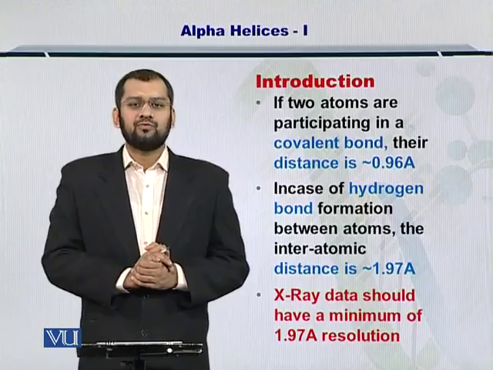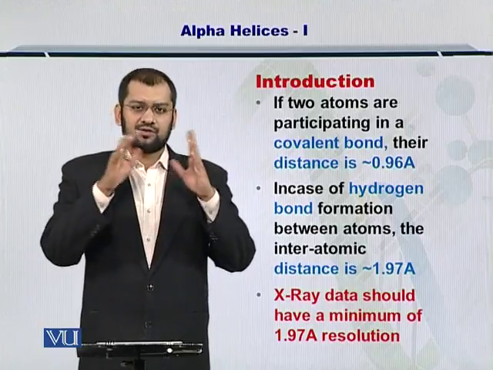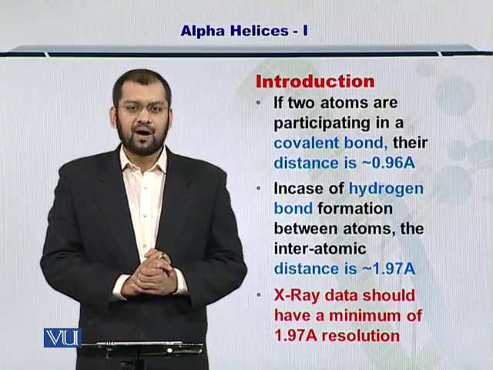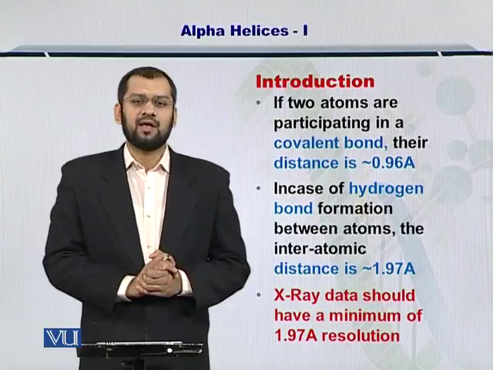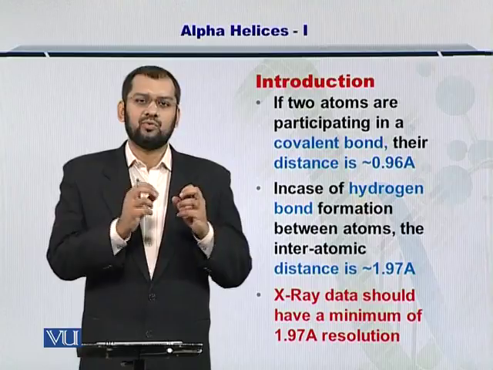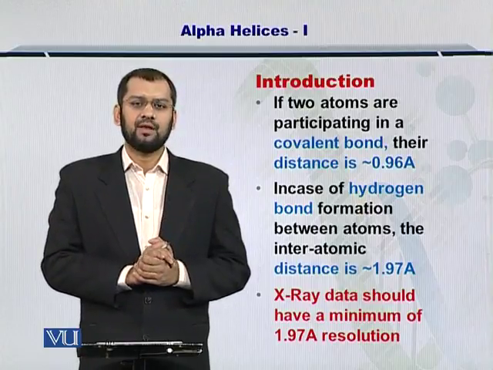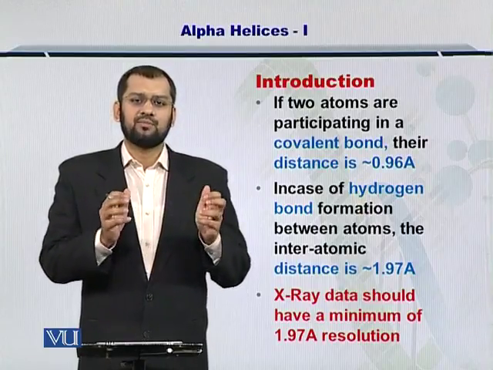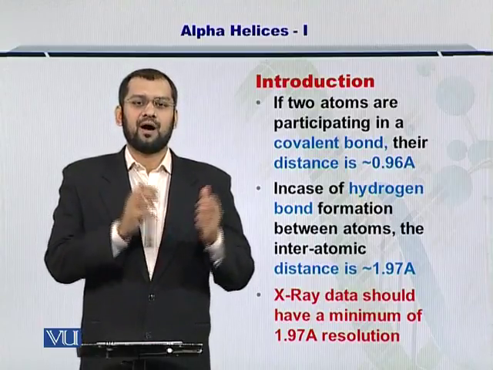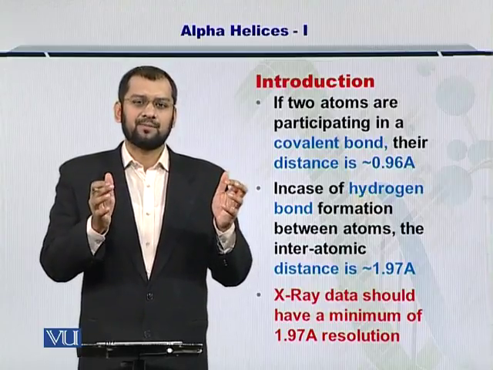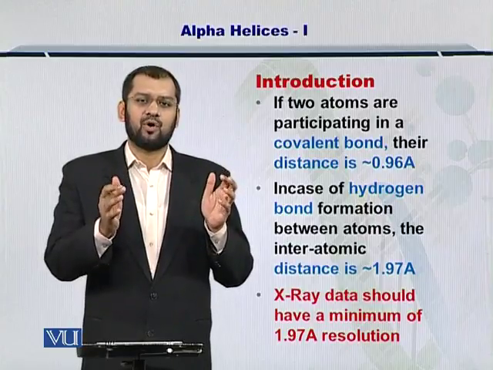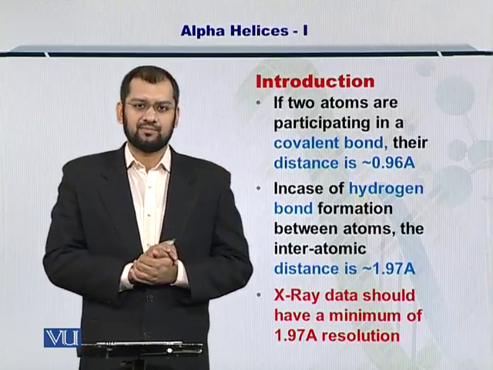Importantly, if 2 atoms in an X-ray structure are known to be 0.96 angstroms apart, then this is typically an indication of a covalent bond between these 2 atoms. However, if 2 atoms have been measured to be 1.97 angstroms apart, or about 2 angstroms apart, then this is an indication of the existence of a hydrogen bond between those 2 atoms.